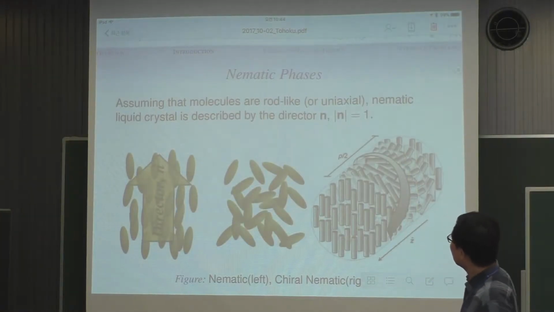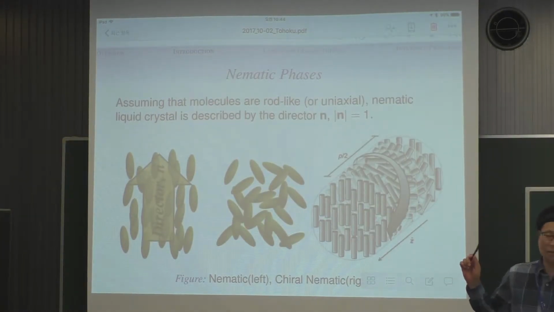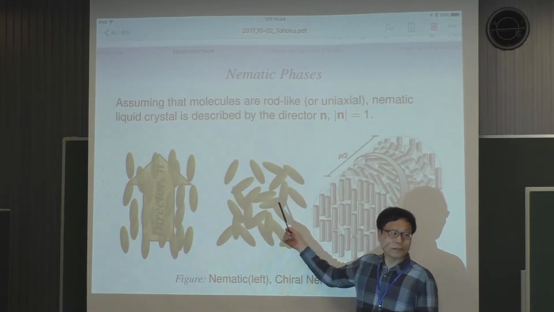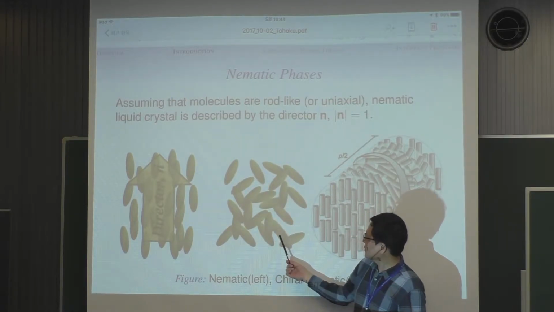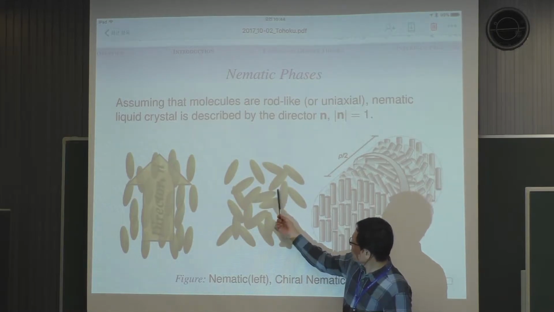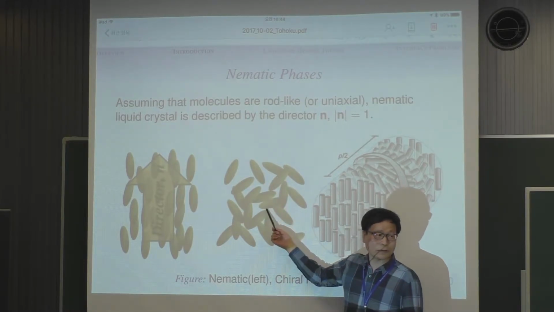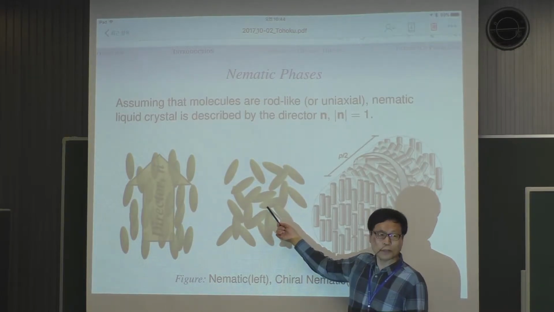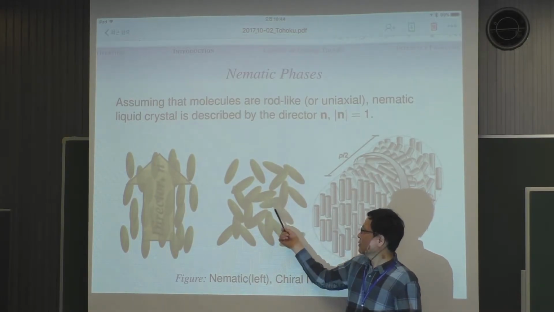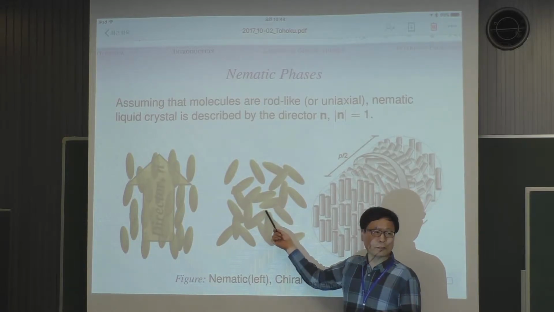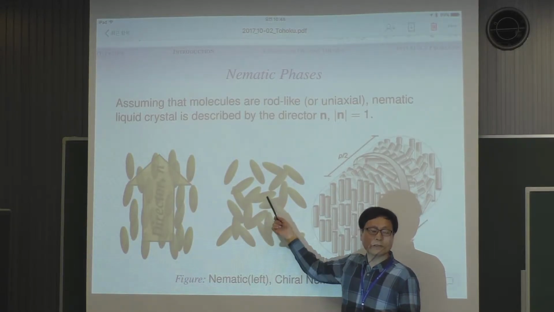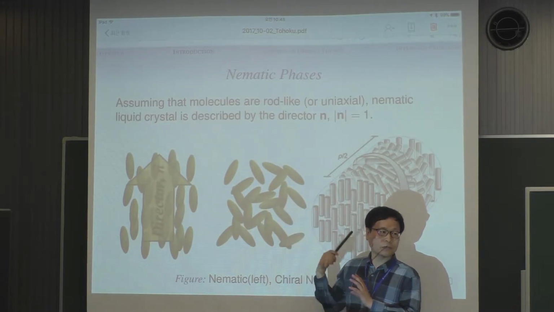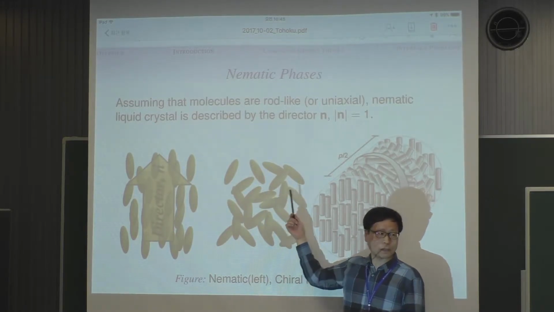So here is the very basic liquid crystal phase. When you look at the isotropic fluid, the directions of molecules are random. Which means that when you pick one point and look at a very small neighborhood, and then look at the average direction of molecules, if you sum them up, it becomes zero. So it would be isotropic.